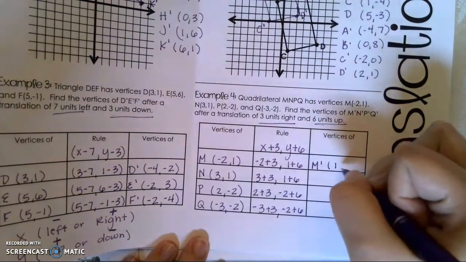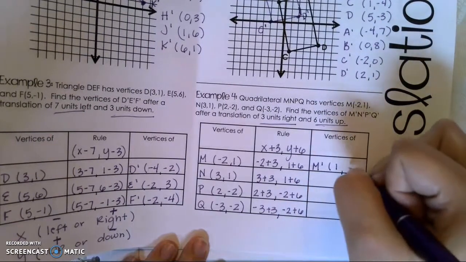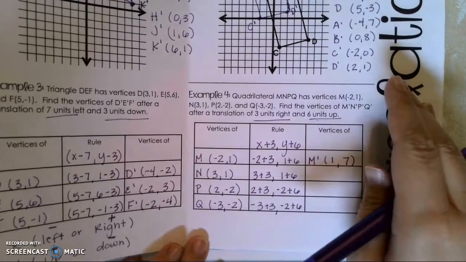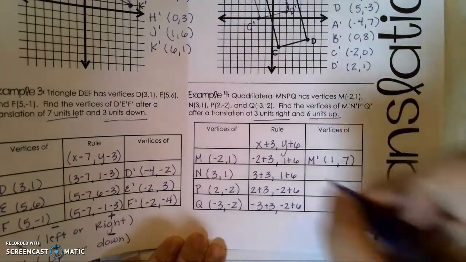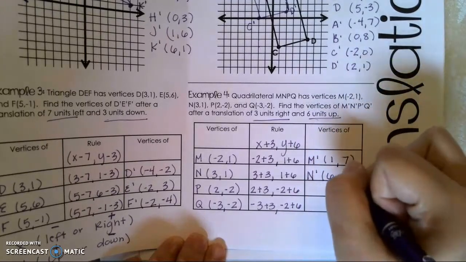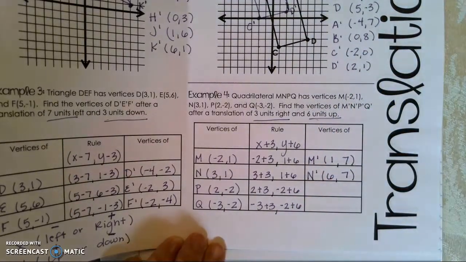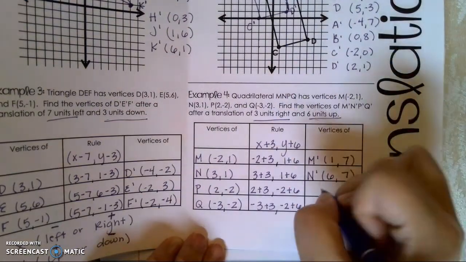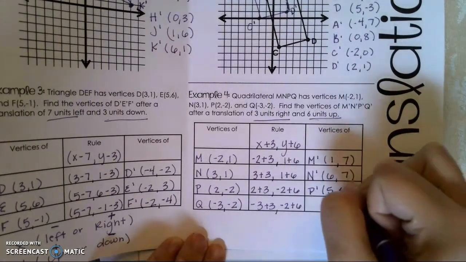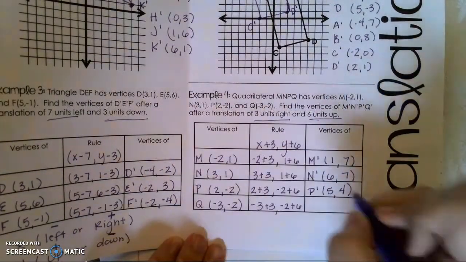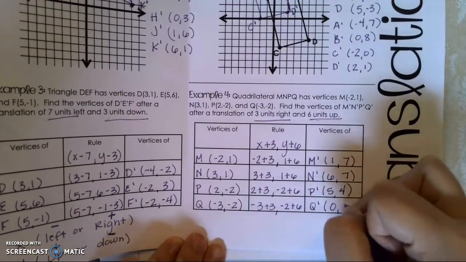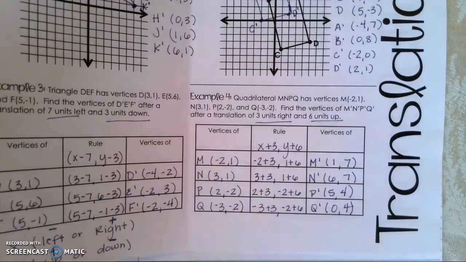-2 plus 3 is 1. 1 plus 6 is 7. So M prime would be at 1, 7. N prime, 3 plus 3 is 6. 1 plus 6 is 7. P prime, 2 plus 3 is 5. -2 plus 6 is 4. And our last one, Q prime, -3 plus 3 is 0, and -2 plus 6 is 4.